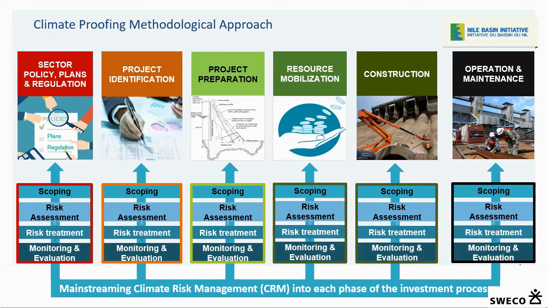Essentially, the activities related to climate proofing for each of these stages are similar. We start with scoping, where we are trying to identify the different climate threats, the threats due to climate change, or the different risks. Once we have identified them, we go on to assess the risk. In risk assessment, we put a score on each of these threats and try to find out how serious it is and whether it requires treatment or not.